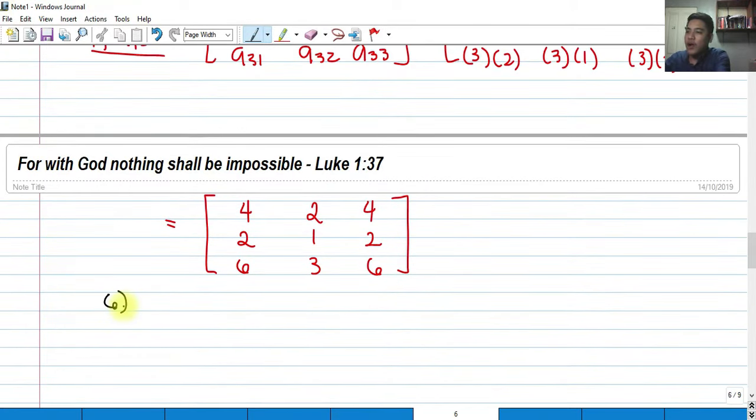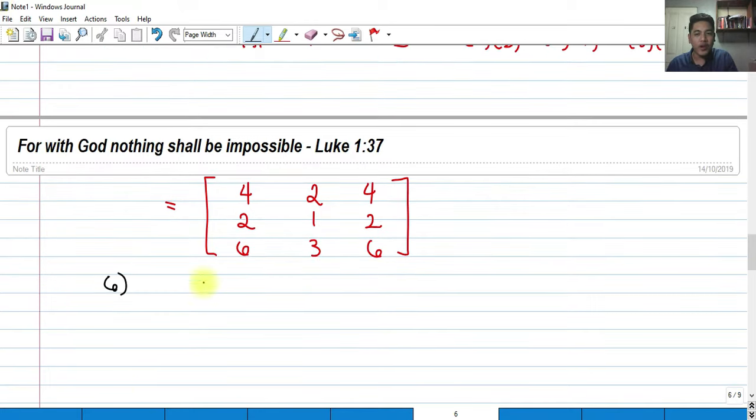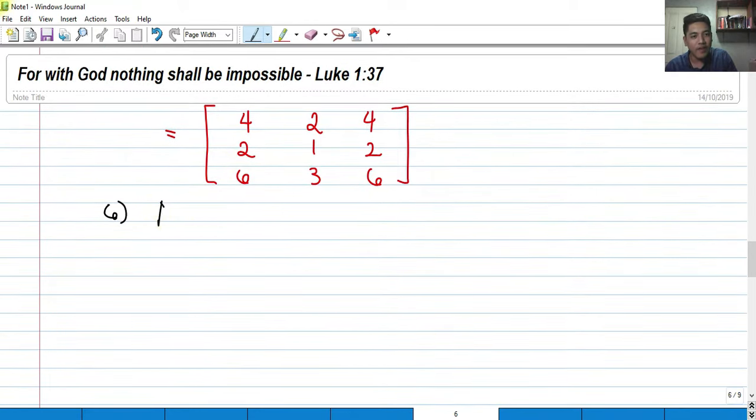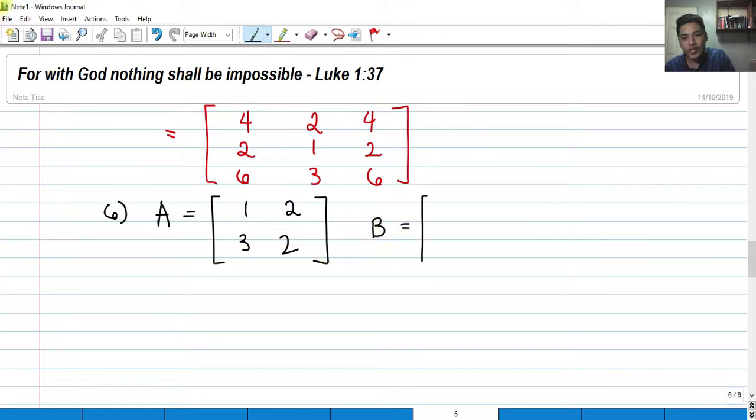For our example, we'll be having two square matrices. So we have matrix A. When we say square matrix, the number of rows is equal to the number of columns. So that is called a square matrix. Matrix A is 1, 2, 3, 2. And we have matrix B, which is -1, -3, 2, 6.